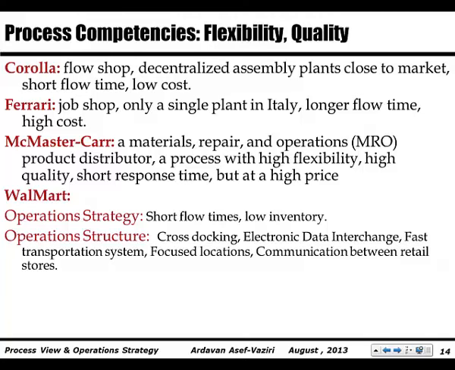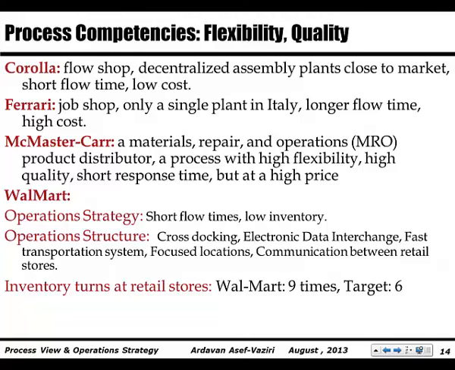So a truck with red product comes, a truck with blue product comes from suppliers. In a place with minimal storage, using material handling systems, these two products are put into two trucks, which now carry both the blue and red products, and they go to the corresponding Walmart stores. They have electronic data exchange, a fast transportation system, focused locations which have enough market, and communication between the stores, such that if inventory of a product in one store is high and in another store is low, they can transfer product between these two stores.